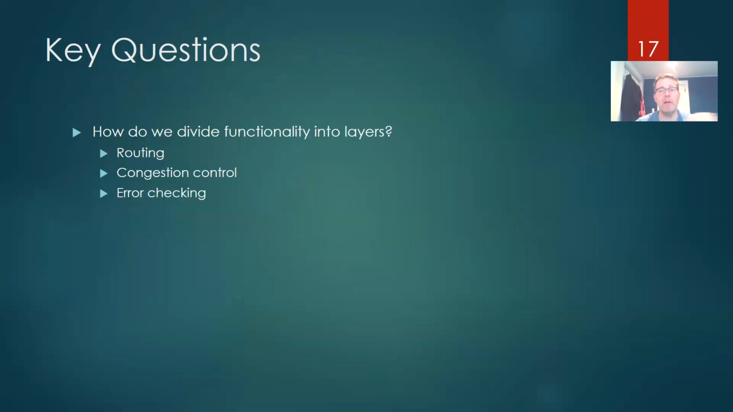Okay, now, key questions. Like I said, there are many different ways you could set up this kind of layered system. So how do we divide it? Well, there's a few key things, right? Number one, things like routing. How do we actually address the packets to make sure they're going to get to where they need to get to? Number two, congestion control. How do we prevent all the devices from transmitting at the same time and causing massive collisions? And last, error checking. So if something goes wrong, can we detect it? Do we recover from it? How do we recover from it?